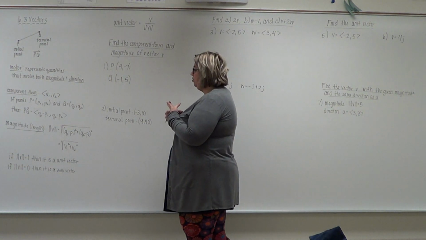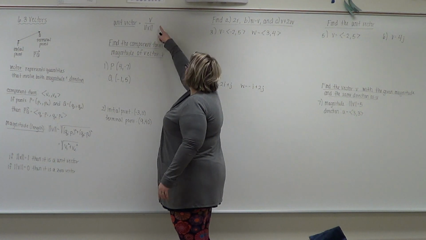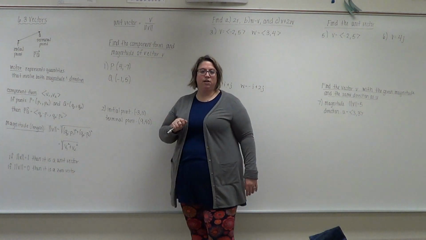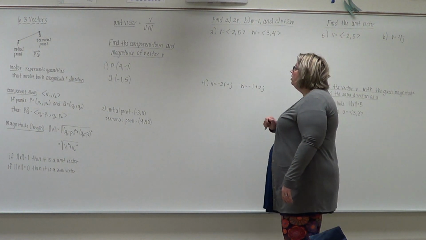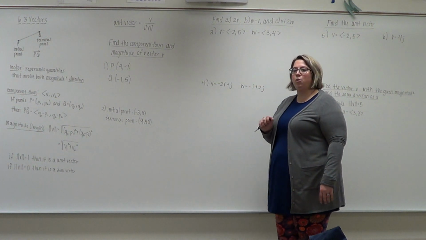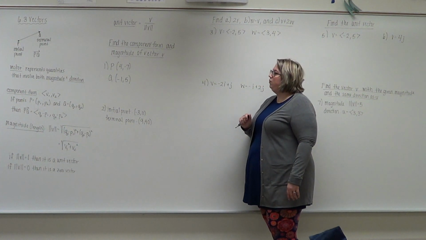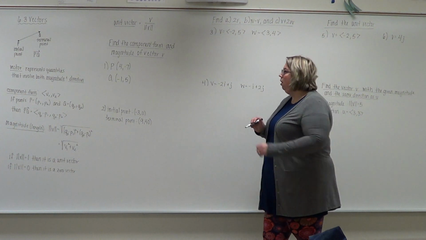And then to find the unit vector, after you find your magnitude, you take your vector and divide it by whatever that magnitude is. If I'm going too fast, you can always stop the video before going to the example problems. The first thing we're going to do is talk about how you put a vector in component form and find the magnitude.